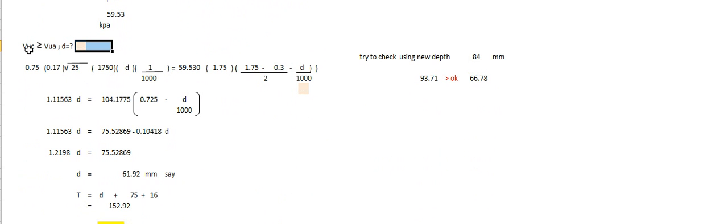If it is not OK, we use the formula where shear capacity Vuc is greater than or equal to actual Vua to calculate the depth d as shown.